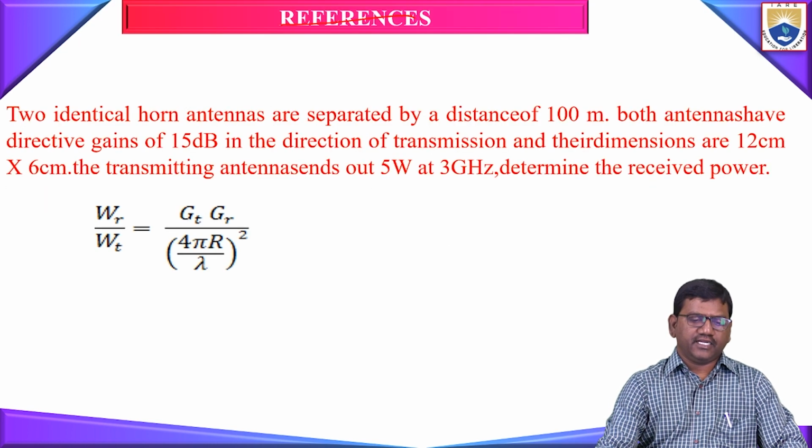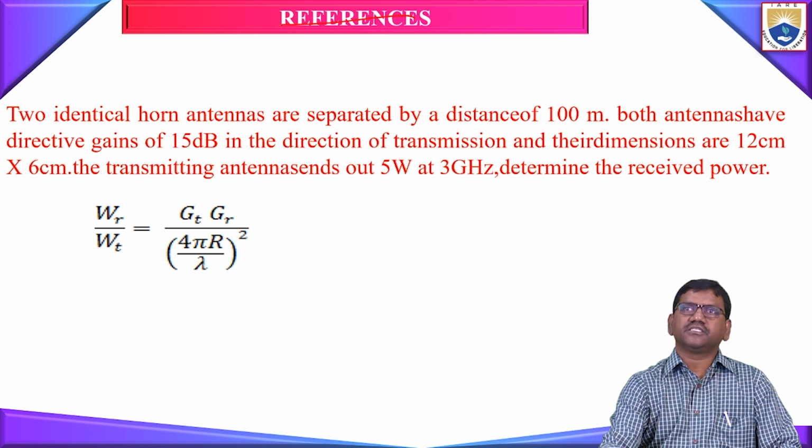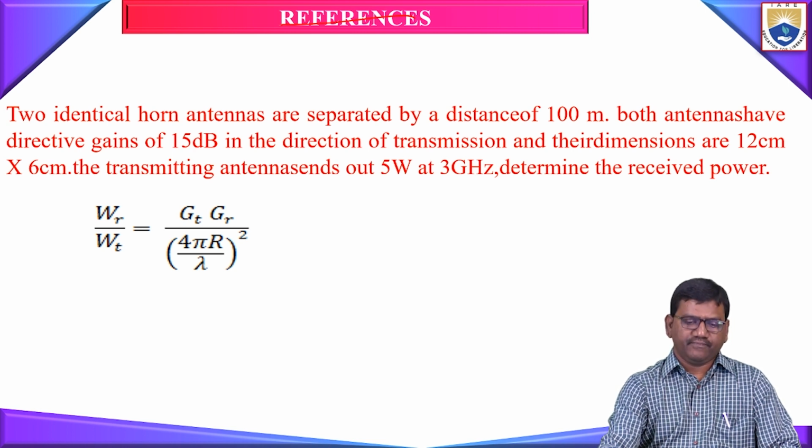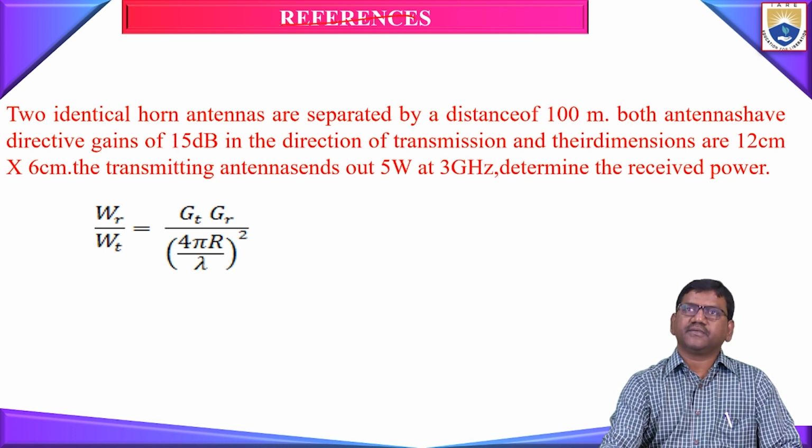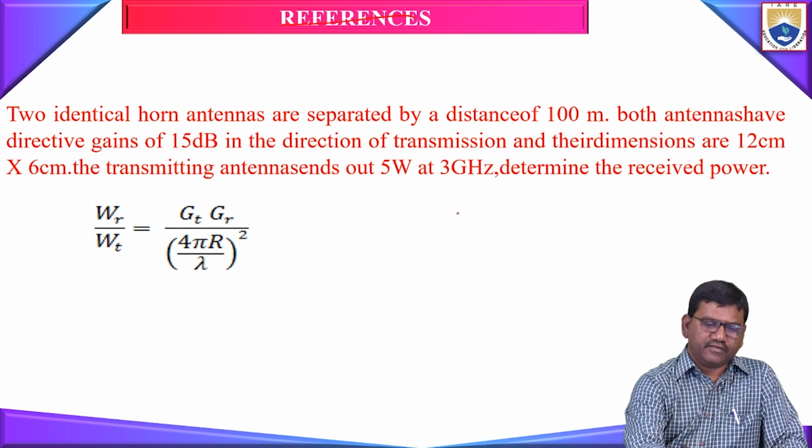So here, two identical horn antennas are separated by a distance of 100 meters. Both antennas have directive gains of 15 dB in the direction of transmission, and the dimensions are 12 by 6 centimeters. The transmitting antenna radiates 5 watts at 3 GHz. Determine the received power. So all the data is given here.